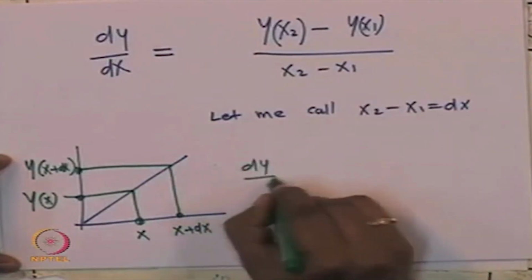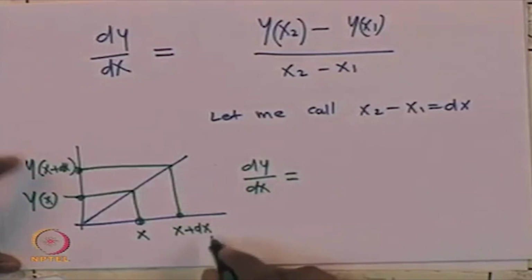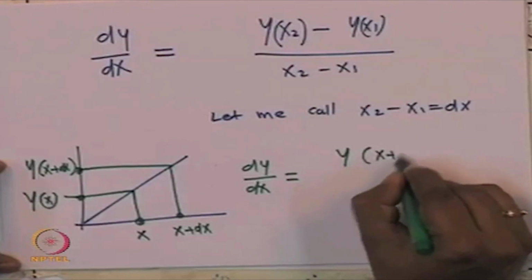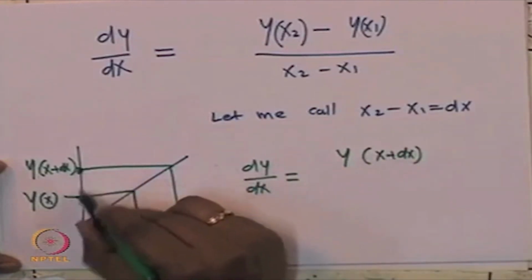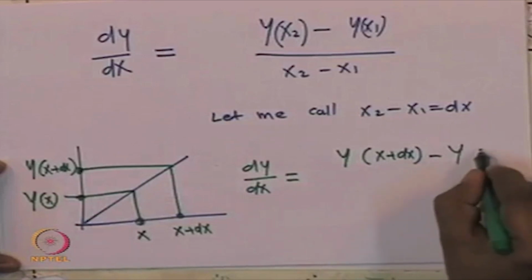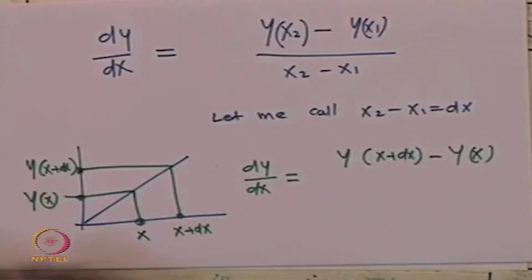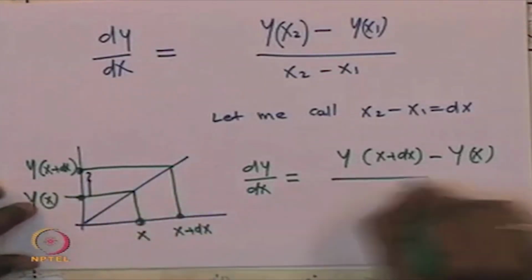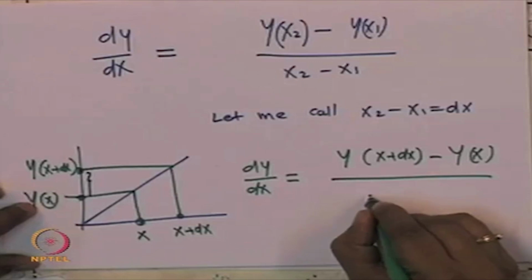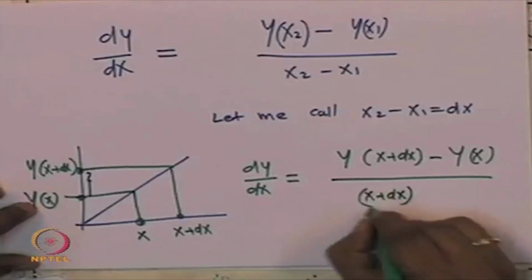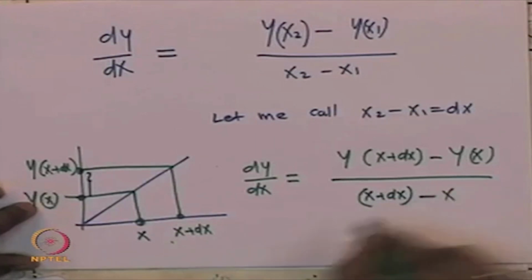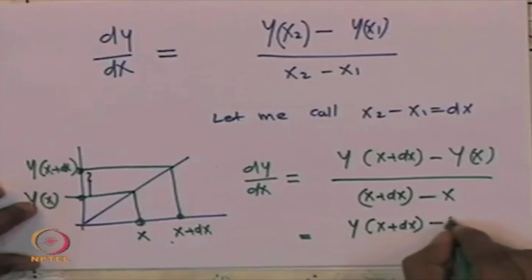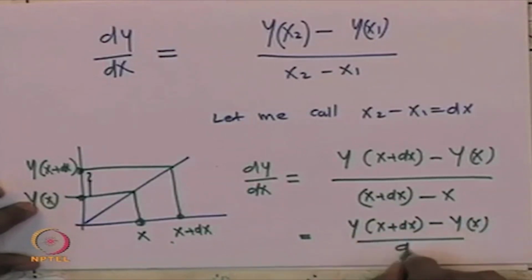I can write dy by dx equal to y of x2 minus y of x1, which is like y of x plus dx, this point, minus this point, y of x. Again, this is nothing but this distance divided by x plus dx, which is this, minus x. In other words, dy by dx equals y of x plus dx minus y of x, divided by dx.